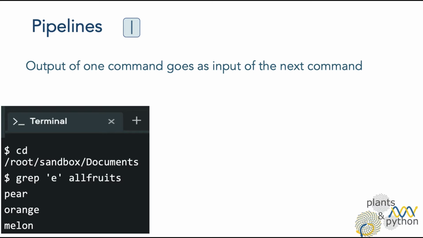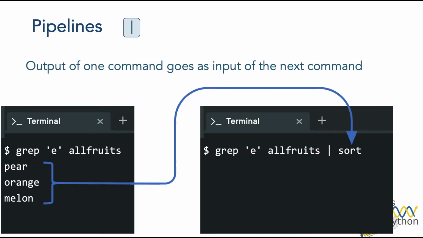Now let's go to Documents and look for the string E in the file All Fruits with grep. Let's say we want to sort that output. One way is to save the output to a file with the greater than symbol, and then run the sort command. But if that file is not useful for us, we can skip that step and pass the output to the next command just by adding a pipe. So the output goes as input to the next command after the pipe.